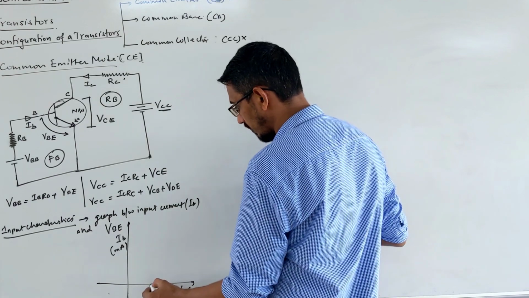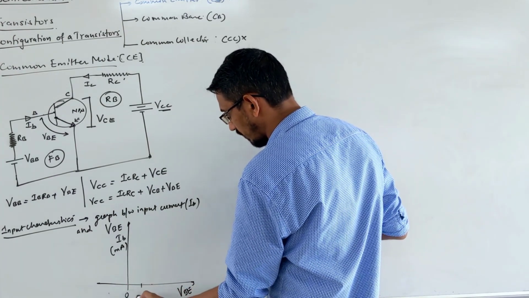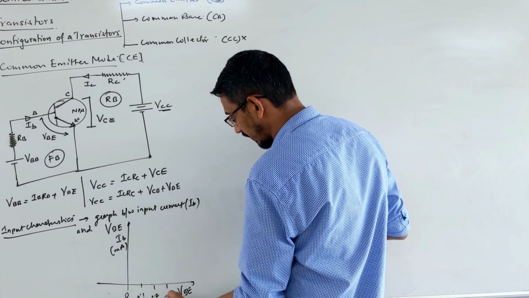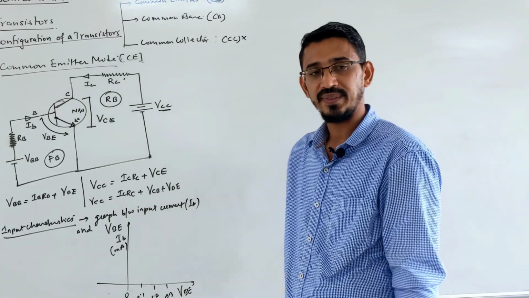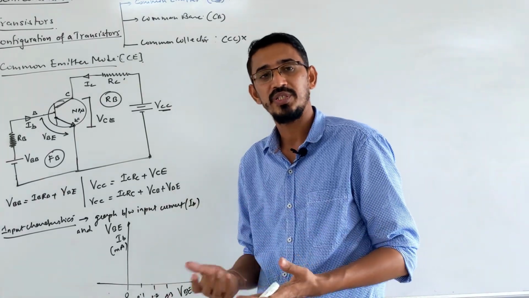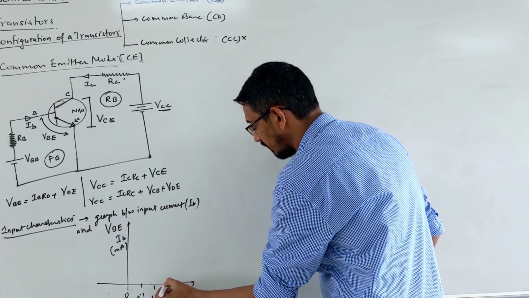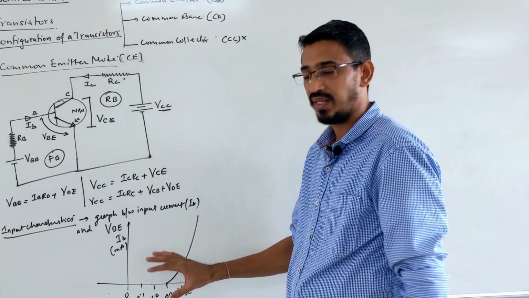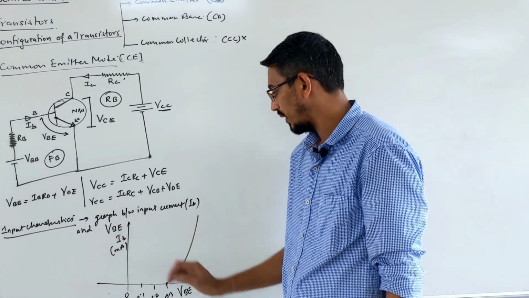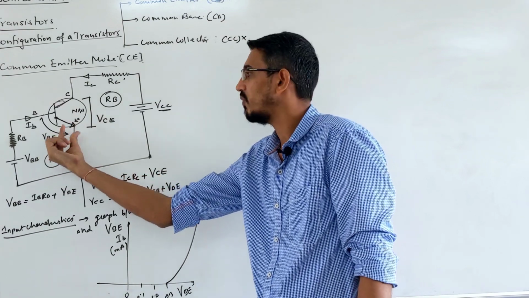How will the graph look? Start from voltage starting from 0, 0.1, 0.2, something like that. You know that the knee voltage we need in forward biasing is 0.3 for germanium, 0.7 for silicon, right? Same way, when you have the knee voltage, the current will grow that way. This is a simple graph between input current versus input junction voltage, VBE.